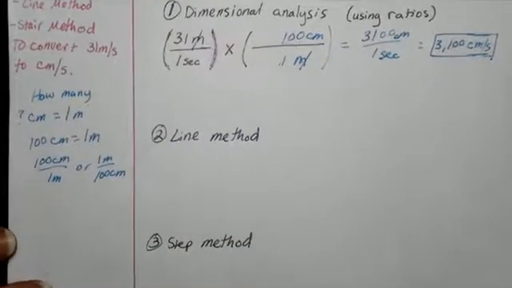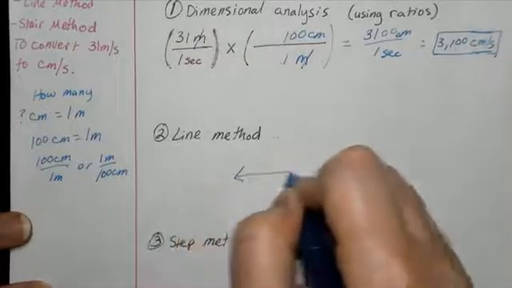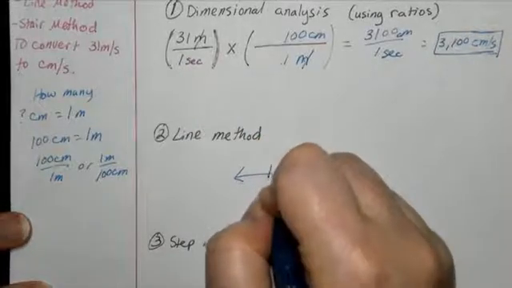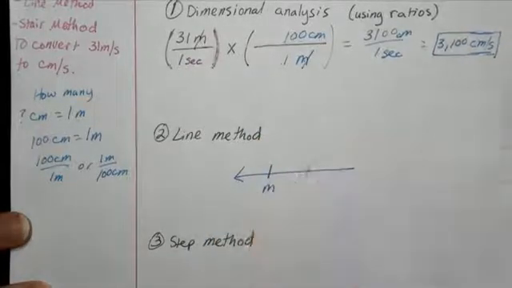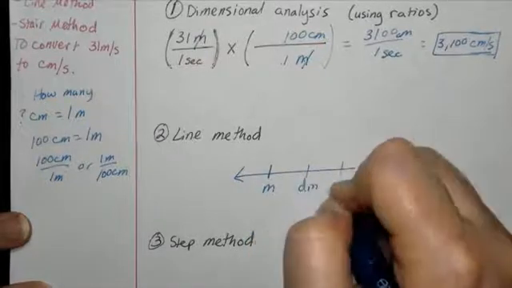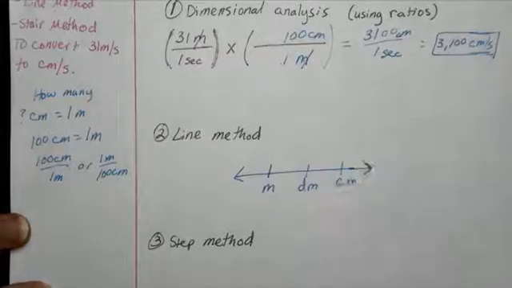Now we're going to try this using the line method. So I'm going to draw myself a little line. And we have meters to centimeters. I know that meters is here. And then one less than that is decimeters. And then next is centimeters. So that one's pretty easy.